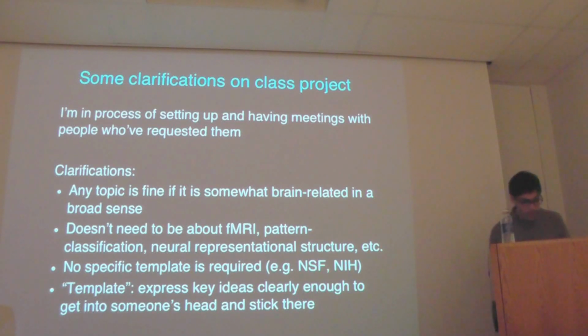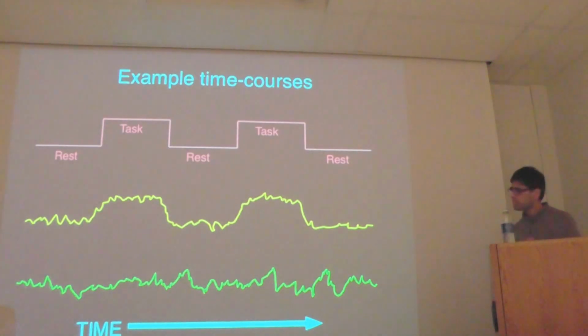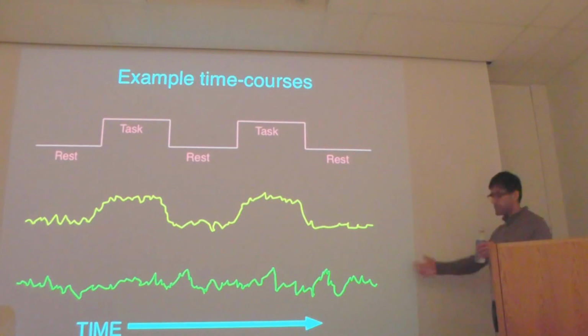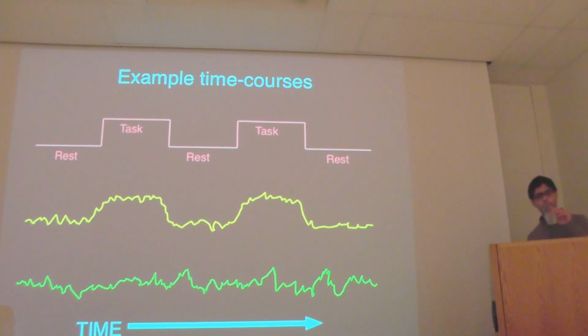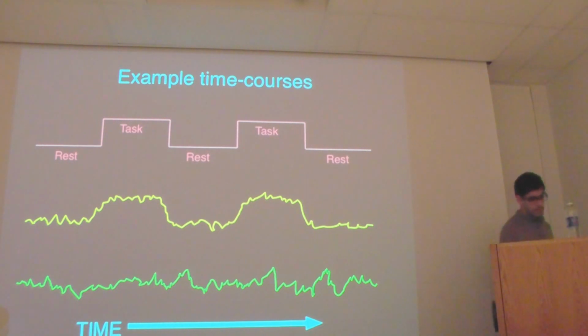Okay, let's talk about looking at connections between brain regions and different ways of doing that. So this was a slide from the very first class, I think. And it said, what is the basic way in which you do a kind of very standard fMRI experiment?